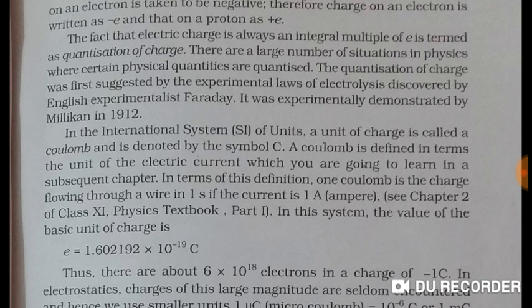In the international system of units, a unit of charge is called a coulomb and is denoted by the symbol C. A coulomb is defined in terms of the unit of electric current, which you are going to learn in a subsequent chapter. In terms of this definition, 1 coulomb is the charge flowing through a wire in 1 second if the current is 1 ampere. (See chapter 2 of class 11 physics textbook part 1.)